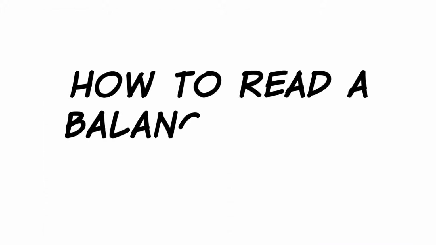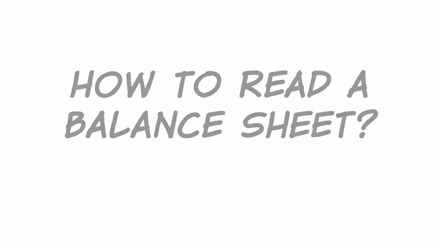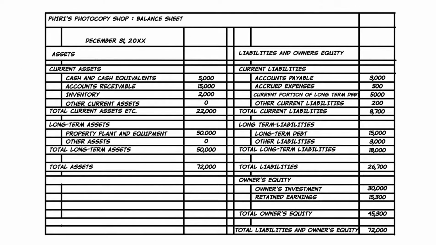How to read a balance sheet. Let's have a look at the balance sheet of Firi's photocopy and printing shop. This balance sheet was produced as of December 31st. There are two sides to the balance sheet. On the left are assets, and on the right are two major categories: liabilities and owner's equity.